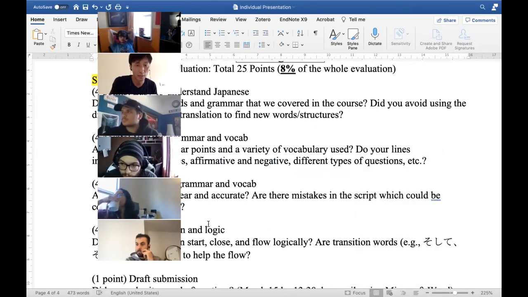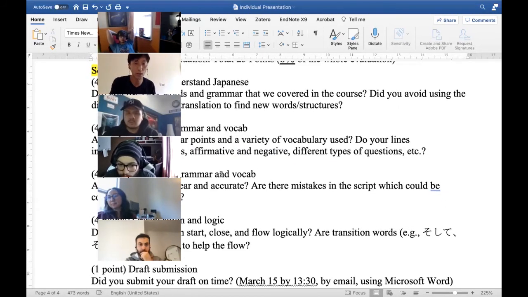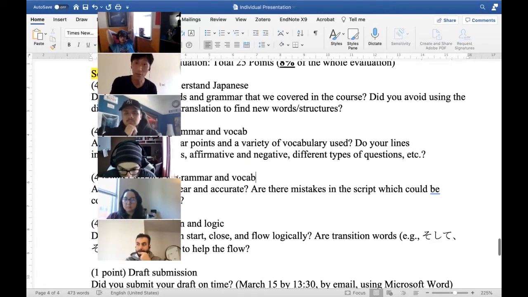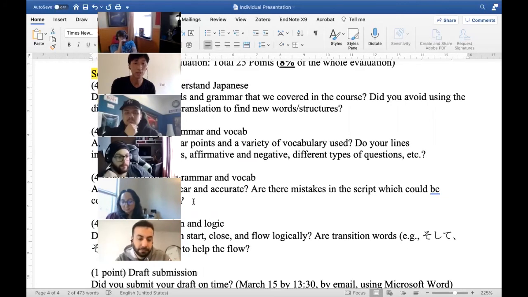Okay, next one, accuracy. Of course, grammar and vocabulary. Yeah, I'm gonna proofread. I'm gonna check everything before your presentation. But again, your draft will be counted as a grade. So yeah, just be careful. So most sentences, not every, most, okay? Most sentences clear and accurate. Are there mistakes in the script which could be corrected by checking? Yeah, okay, corrected by checking.